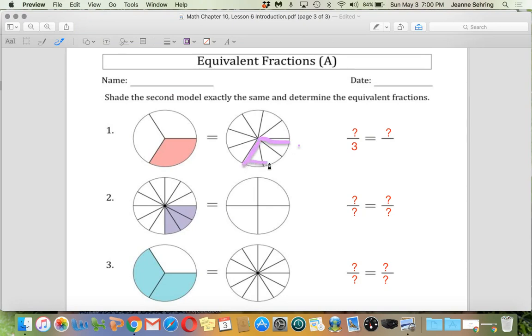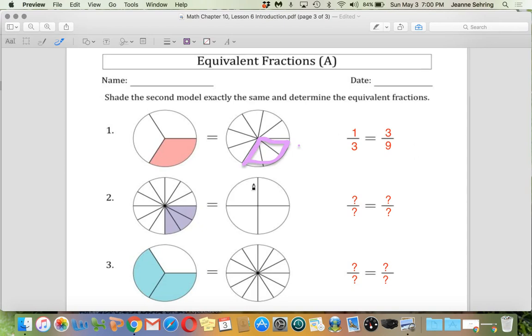If I try to shade in the same area that's on the first circle as the second circle, I have shaded in 3 parts to equal the same size as this. So the first fraction is 1 part shaded over 3 total parts. The second fraction is 3 parts shaded over 9 total parts. And those are equivalent fractions because the shaded area is the same or equal. Okay?